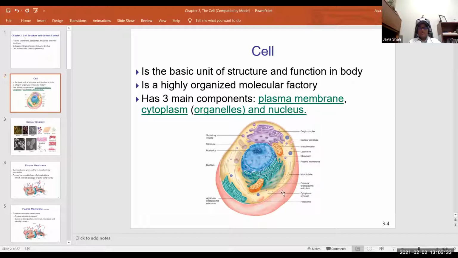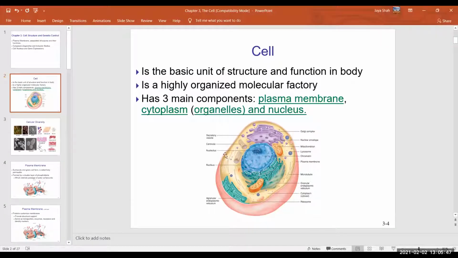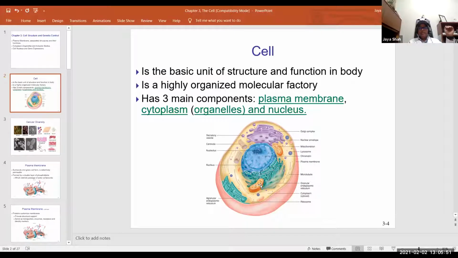And this outer boundary is not a tough or rigid boundary. They are like the wall of a water bubble. Inside that plasma membrane, we have cytoplasm, the liquid portion. And in the cytoplasm, we have small organelles like mitochondria, ribosomes, rough endoplasmic reticulum, smooth endoplasmic reticulum, centrioles, and then other organelles. And in the center of the cells, we have the nucleus.